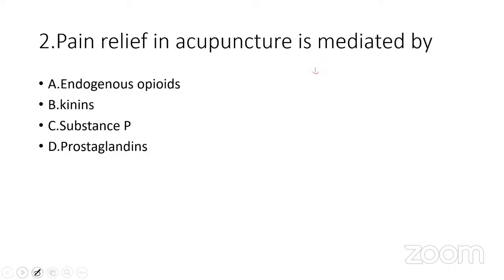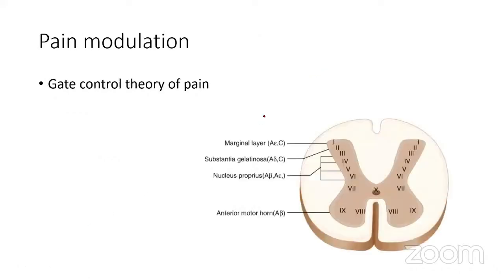So this could be explained by a theory known as gate control theory of pain. In the previous slide, I mentioned that the gate is located here. This is the gate, lamina 2 of the dorsal horn of spinal cord. And it was proposed by two scientists, Melzack and Wall.